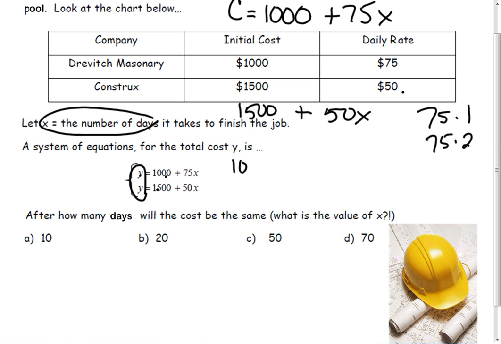1,000 plus 75x has to equal 1,500 plus 50x. We learned how to solve equations a long time ago. This is just an example of one. So you need to write that down, and then you need to solve it. What do you have to do to solve that? Do you guys remember? I only have x's in there now.